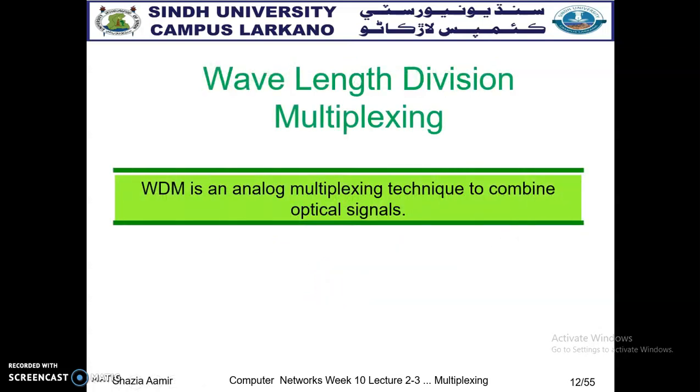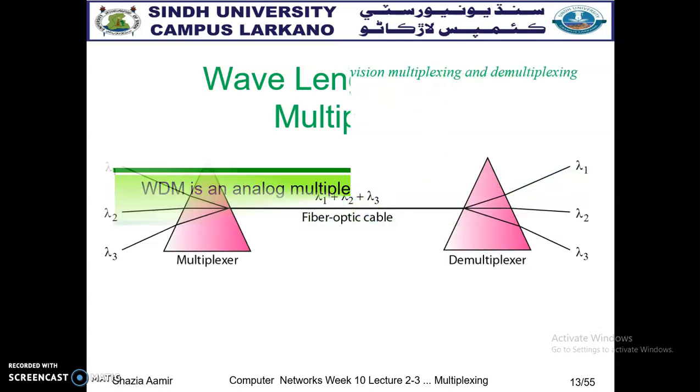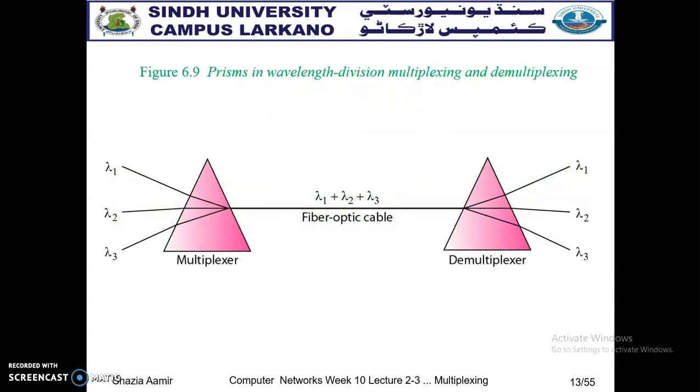Next is wavelength division multiplexing. It is also a type of multiplexing technique in which analog signals are combined into optical signals, and we have an example of this using this figure, a prism in wavelength division multiplexing and demultiplexing. We use a prism for this process.